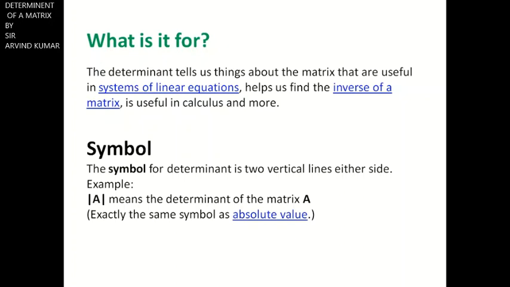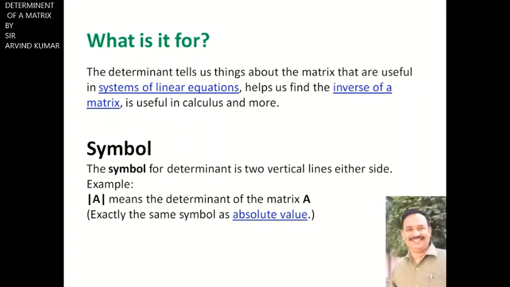Now what is the symbol of determinant? The symbol of determinant is 2 vertical lines on either side. Example, |A| means the determinant of a matrix A. Actually you have already used this sign and it was a symbol of absolute value. It was the symbol of determinant of a matrix.